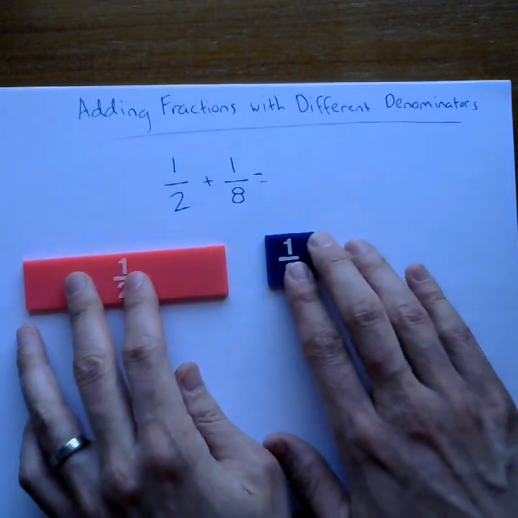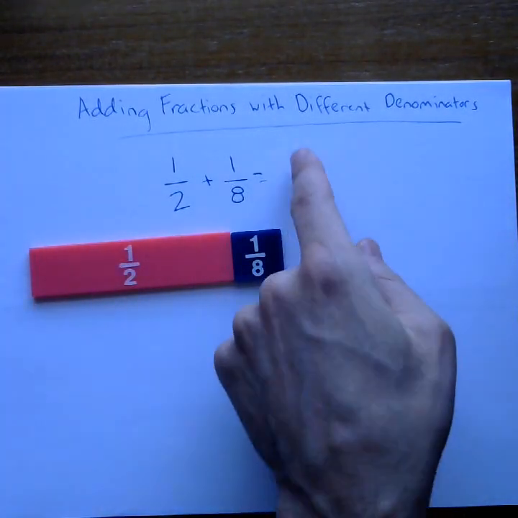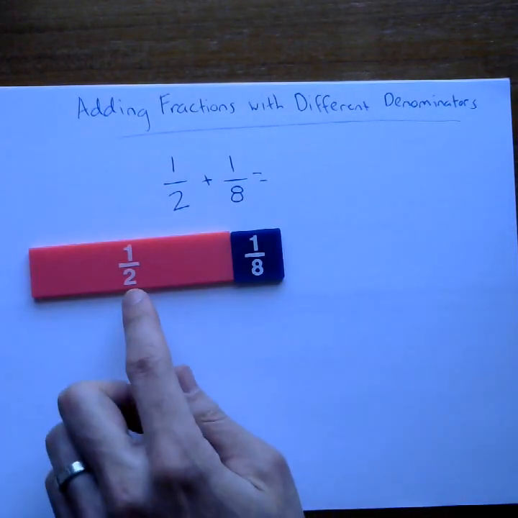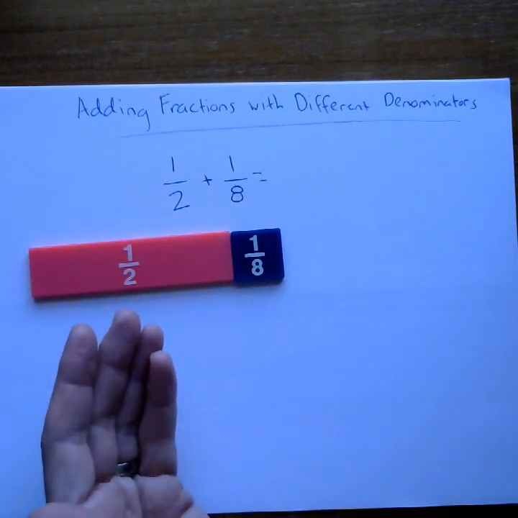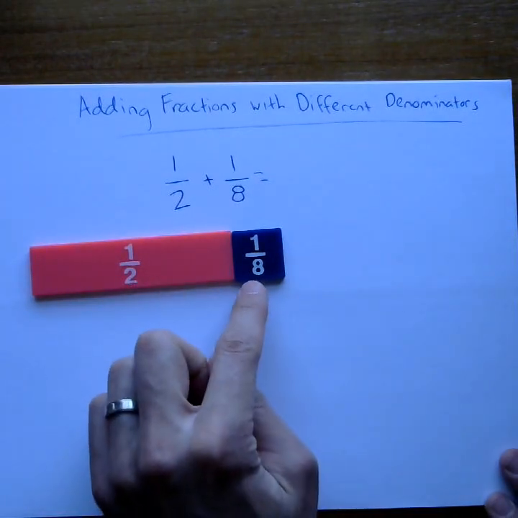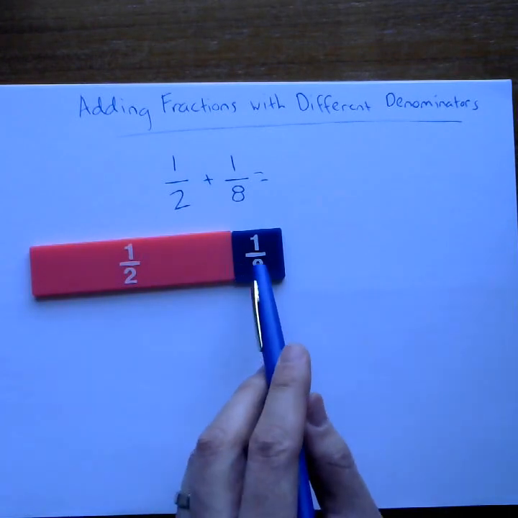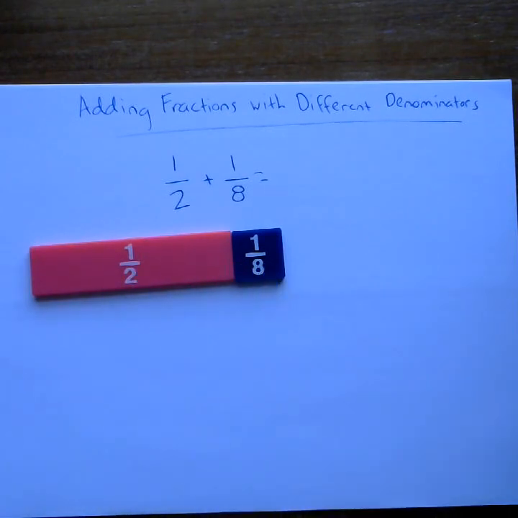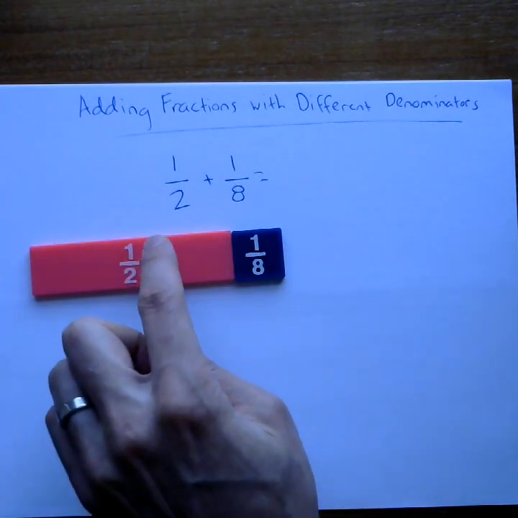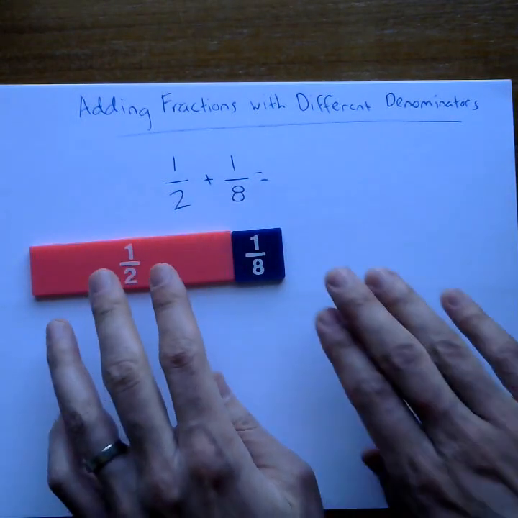So if I put them together, add them, well, here is my sum, but how do I know how to write this? Because we've got halves and eighths. We've got different size pieces. So I can't do this. I can't add halves and eighths because they're different size pieces. What I need to do is add the same size pieces. So can I make halves into eighths? Well, let's see.